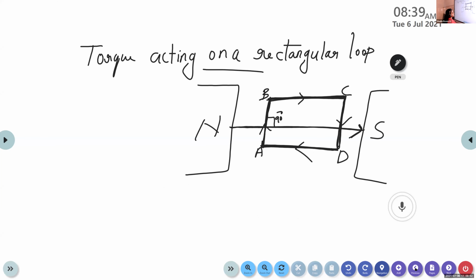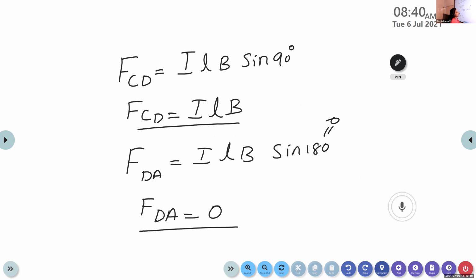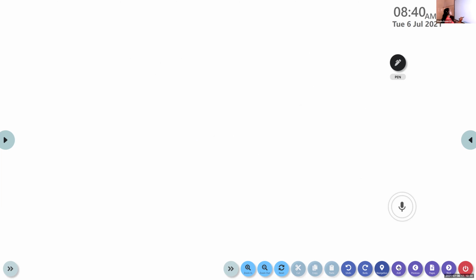So from this expression, it is very clear that the force is acting only on two sides of this rectangular loop, that is on AB and the side CD. The force acting on the side BC is equal to 0. Similarly, the force acting on the side AD is also equal to 0. Is it clear? So it is clear that the force is acting only on two sides, FAB and FCD.